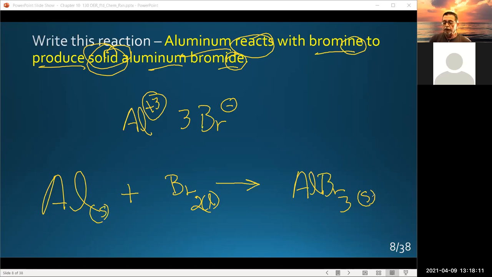All right. So we got the formula written down. We got the physical states written down. Everything looks okay. Now the next step is to balance it. And in this scenario, if you look at, we got 3 bromides here, two Brs over here. I got 1 aluminum, 1 aluminum, but we got a dissimilar number here. We can look for a common factor, can we not?